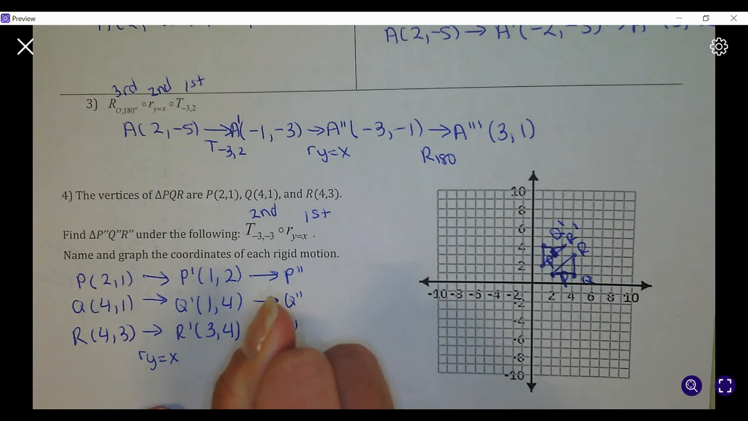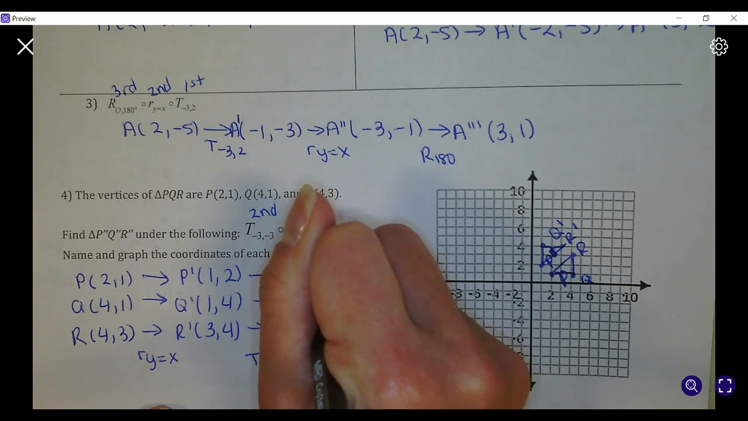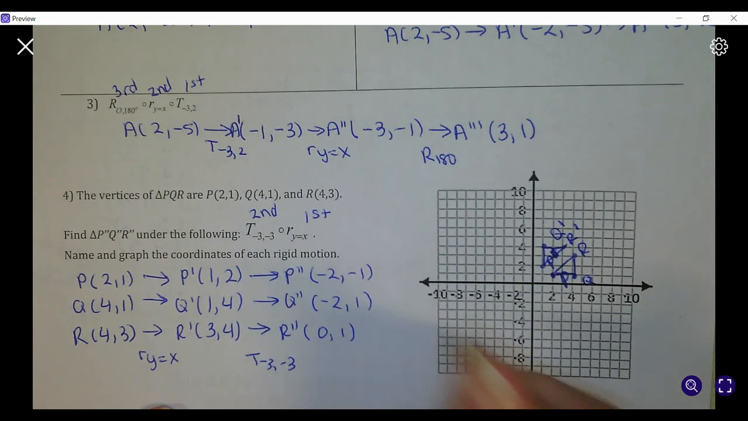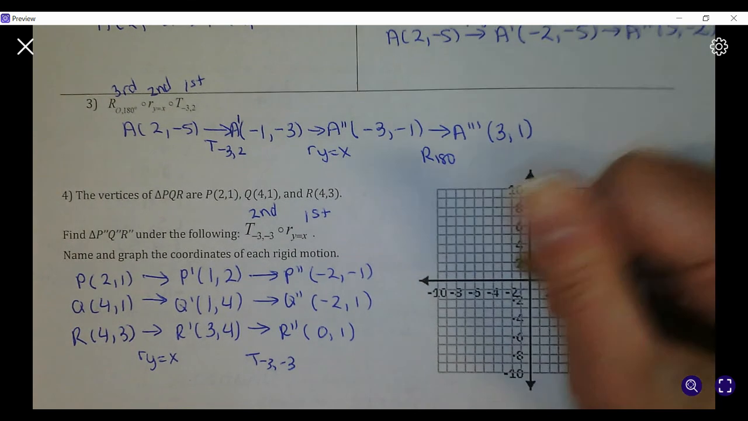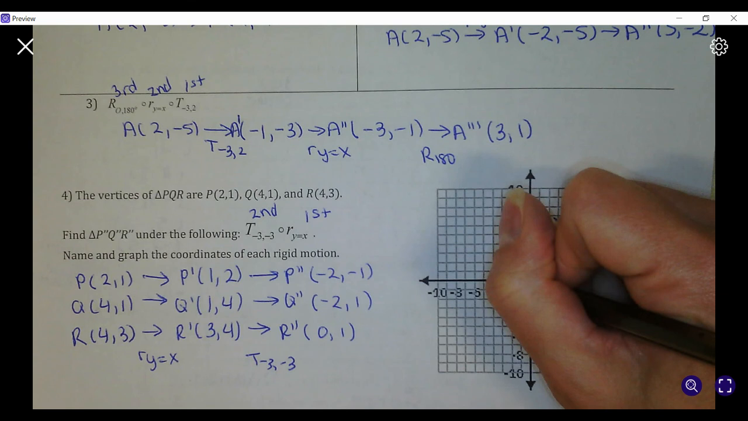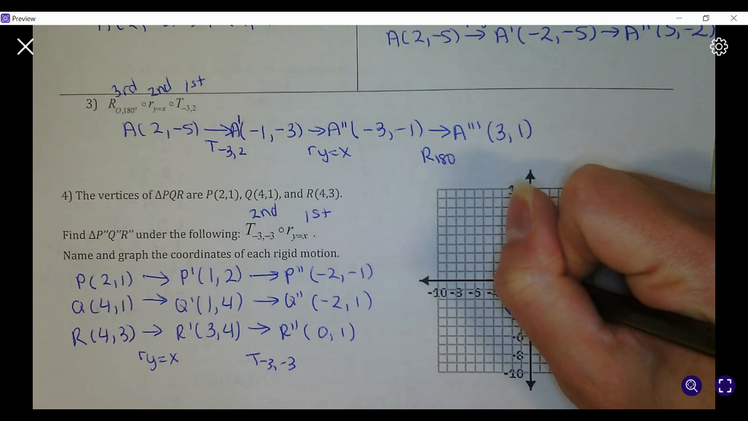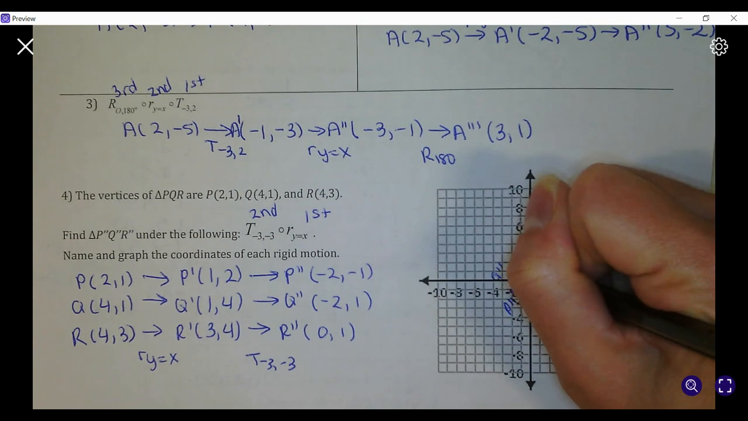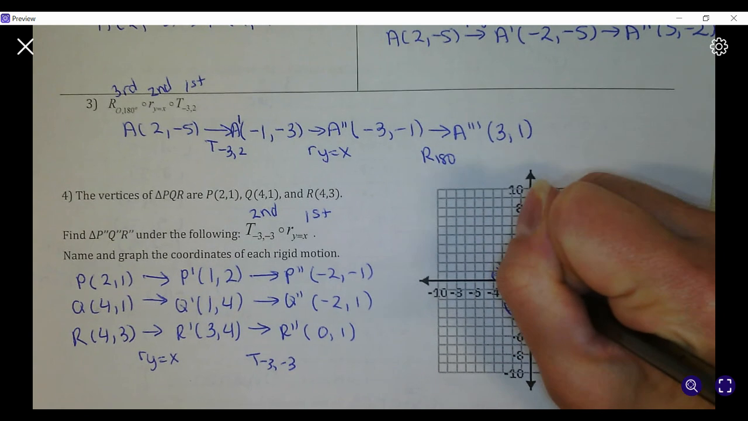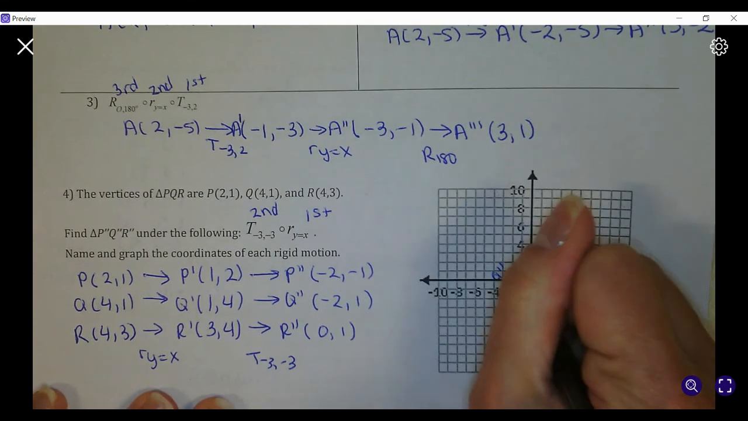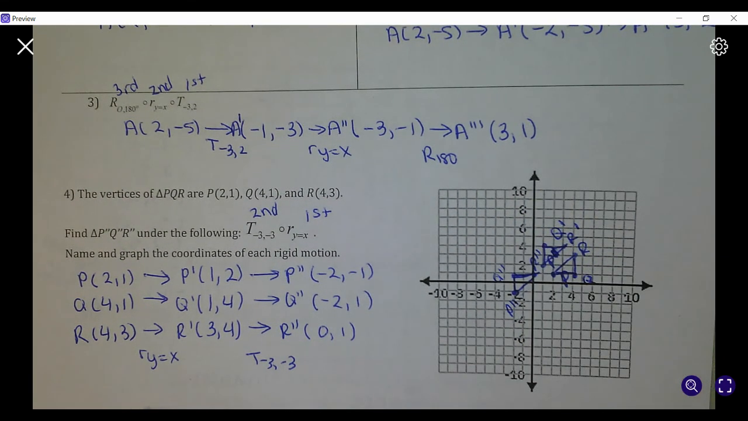Now we're going to do the last part, which is translate. So we're going to translate negative 3, negative 3. We're going to add negative 3 to both parts of the coordinate, and you get the following. And then we can plot those. So you can see in this picture, I know it's really tiny, but all three triangles stayed the same shape and size. So they're all congruent to each other. And it does look like it was moved left 3, down 3.